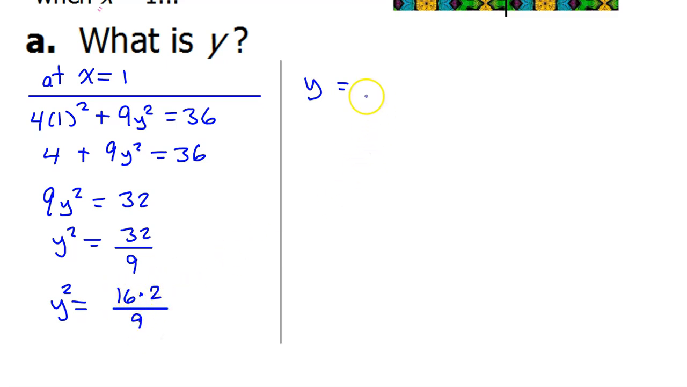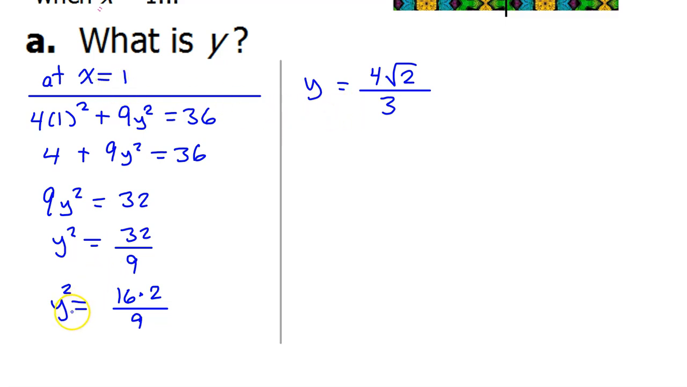The square root of 16 is 4. That's why I wrote it this way. And the square root of 2 is simply radical 2. And the square root of 9 is 3. So this is the value of y when x is 1.